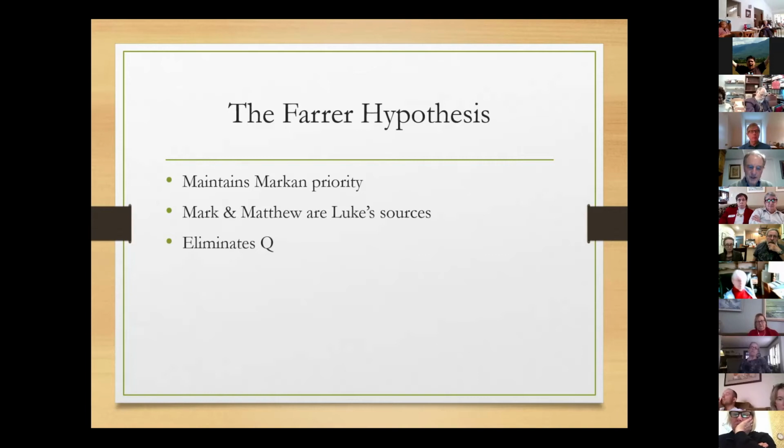A third hypothesis was put forward in the 1950s in Great Britain by Austin Farrer, and it's picked up some adherents here in the last couple of decades, particularly again among British scholars. Farrer accepted that Mark was written first, and that Matthew had used Mark as his primary source. And that Luke came along and used Mark and Matthew. Farrer's hypothesis eliminates the need for Q.